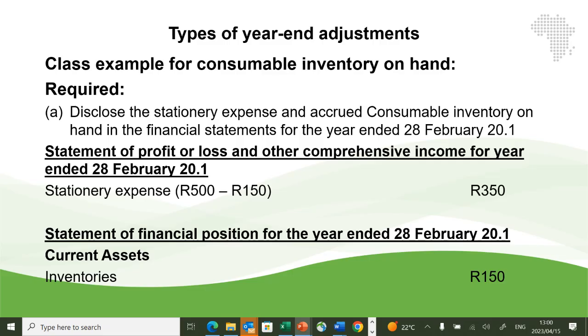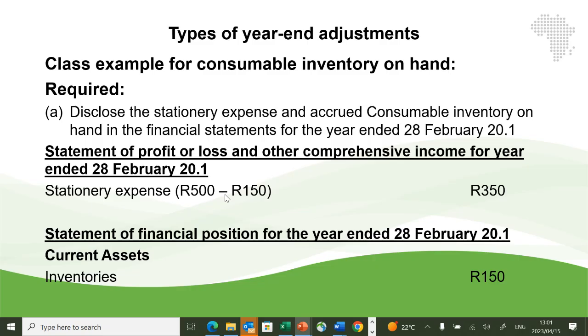28 February 20.1. So here under statement of profit and loss, we have a stationery expense. Stationery expense, we bought how much? 500. Then we have to minus this one of 150. Because the one that is still on hand was never consumed. We've never used it in the current financial period. That's why we have to deduct it.